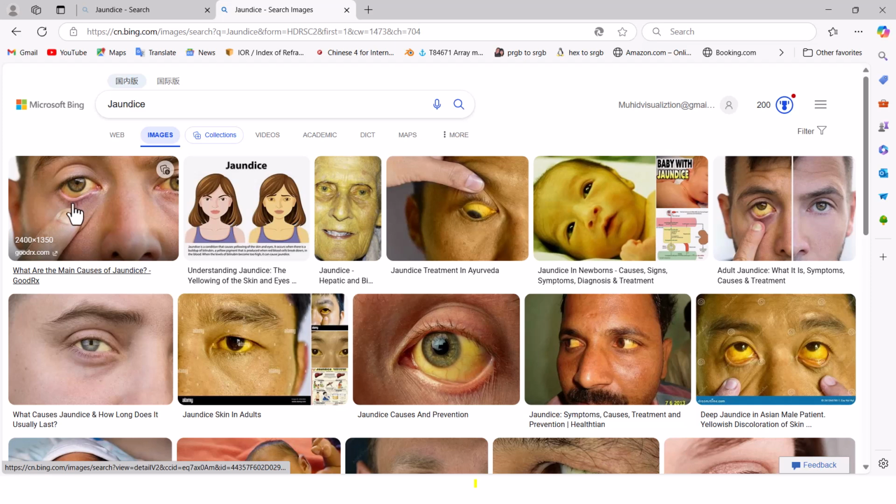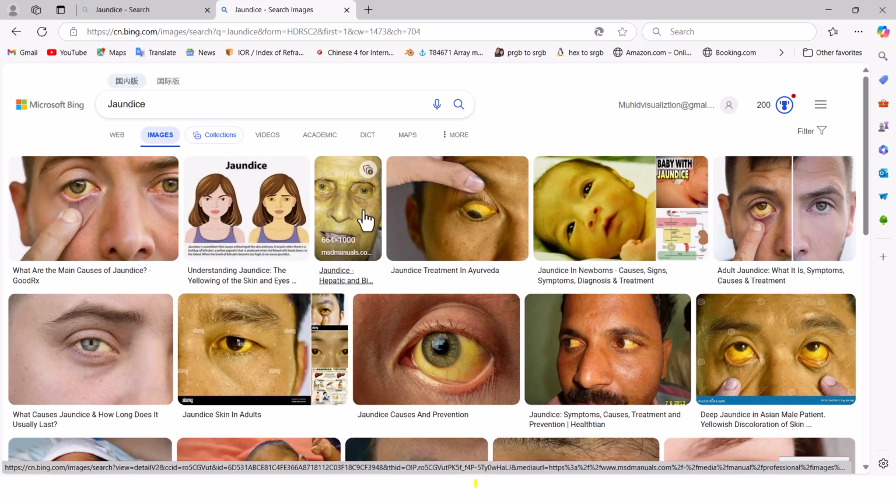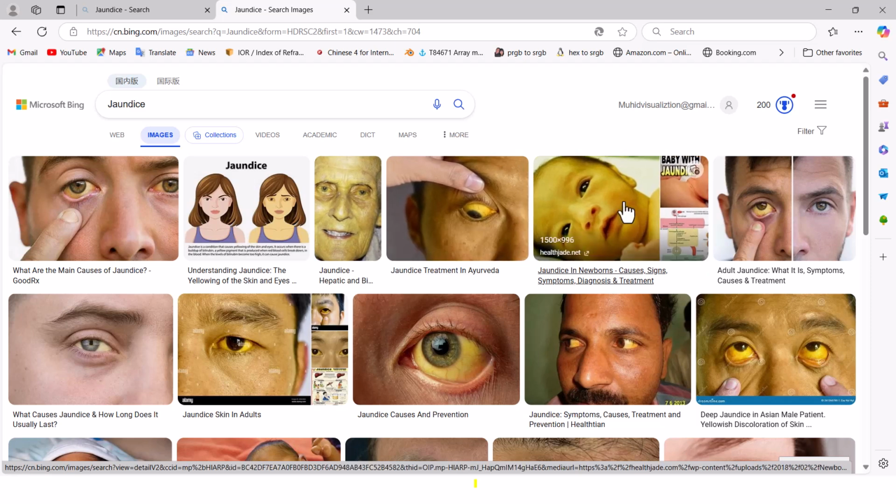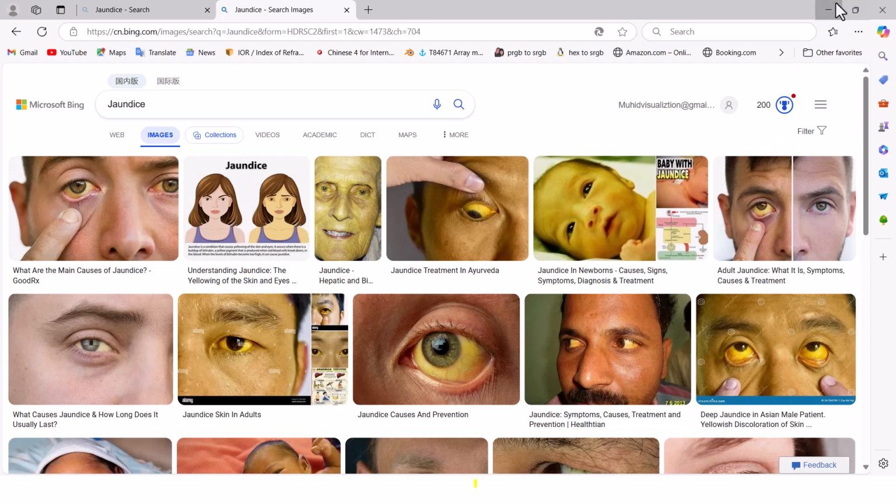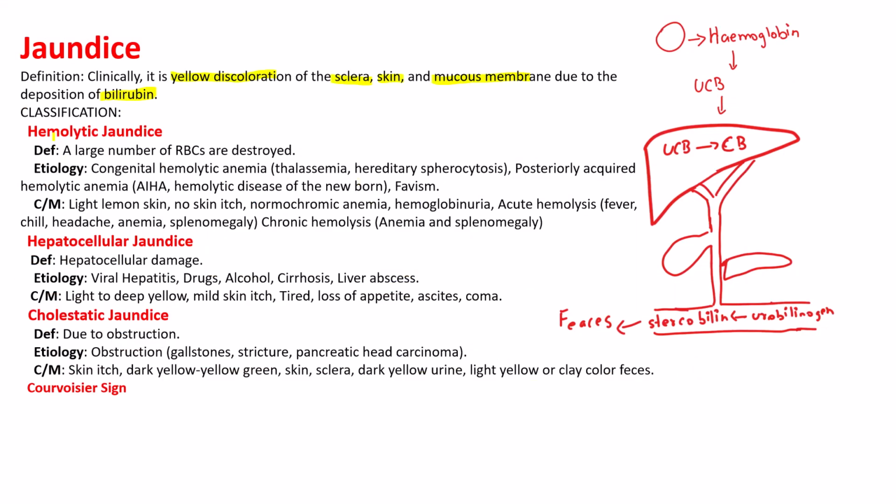As we can see here, the eyes of the patient have turned yellow. In this picture, the skin of the patient, the skin of the baby, these have all turned yellow because of deposition of bilirubin in our blood. Now there are three classifications of jaundice: hemolytic jaundice, hepatocellular jaundice, and cholestatic jaundice.